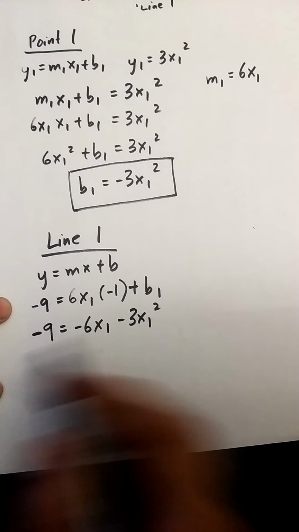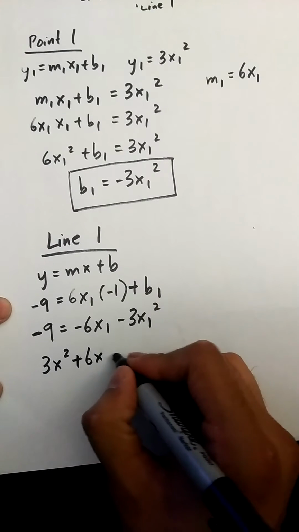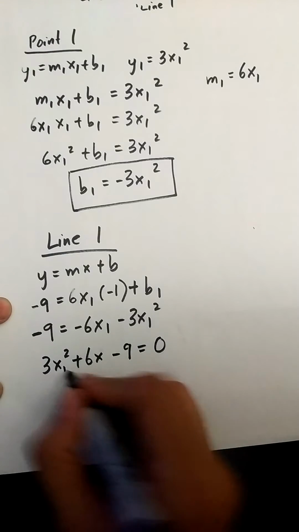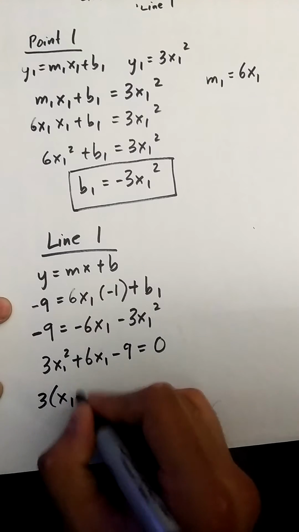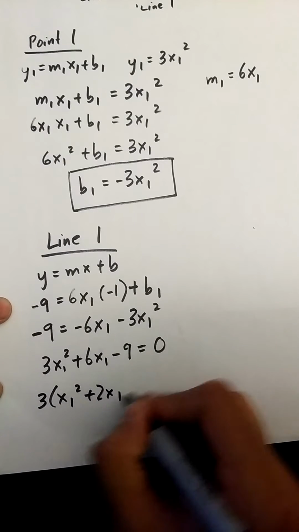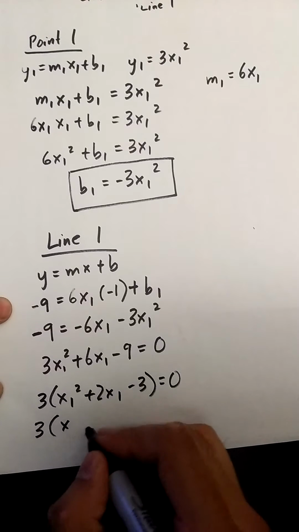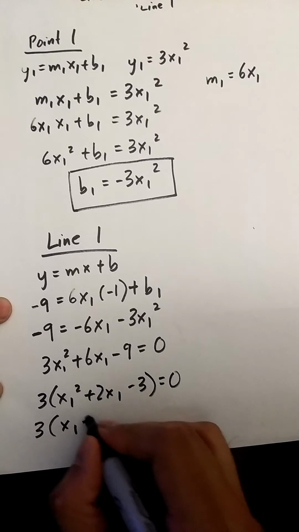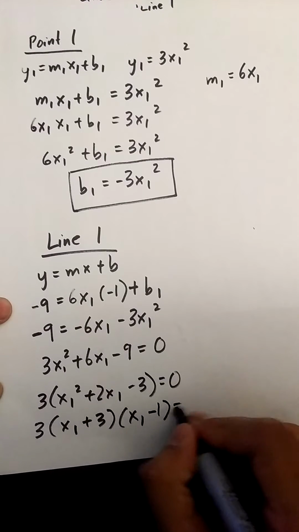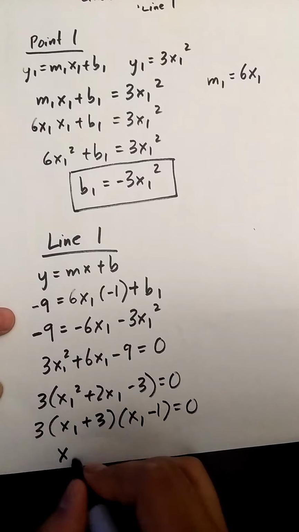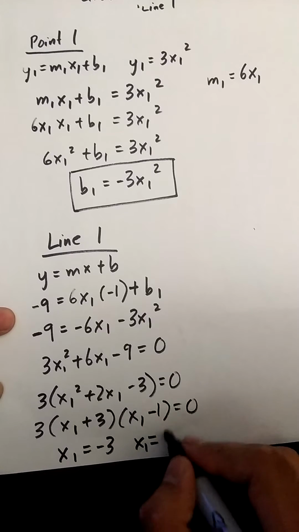I'm going to bring this all to one side because it's a quadratic equation. So 3x squared plus 6x minus 9 equals 0. And remember, these are x1s. Then I'm going to factor it. So 3x1 squared plus 2x1 minus 3 equals 0. Factor again. So x1 plus 3, x1 minus 1 equals 0. Basically x1 equals -3, or x1 equals 1.